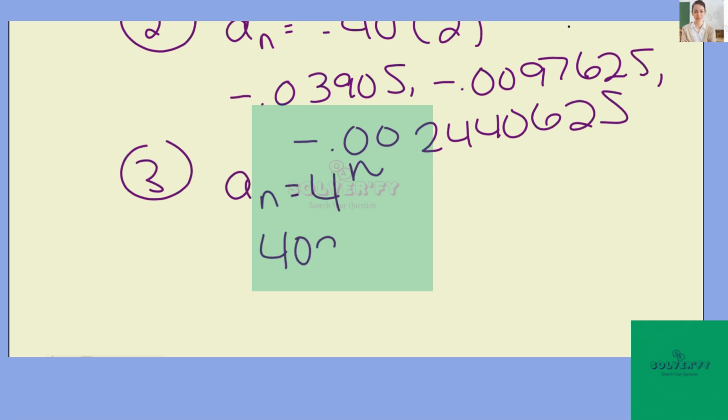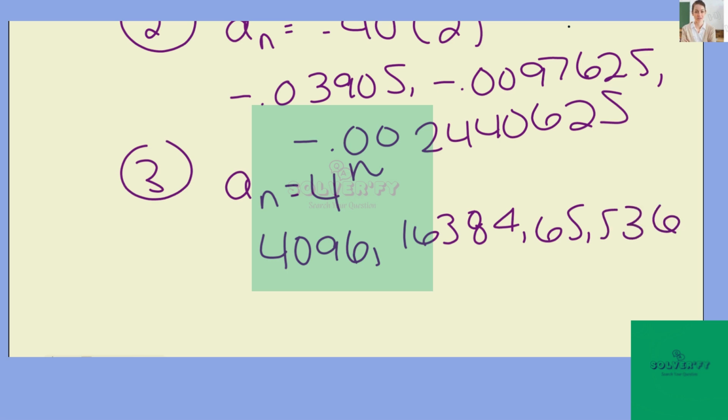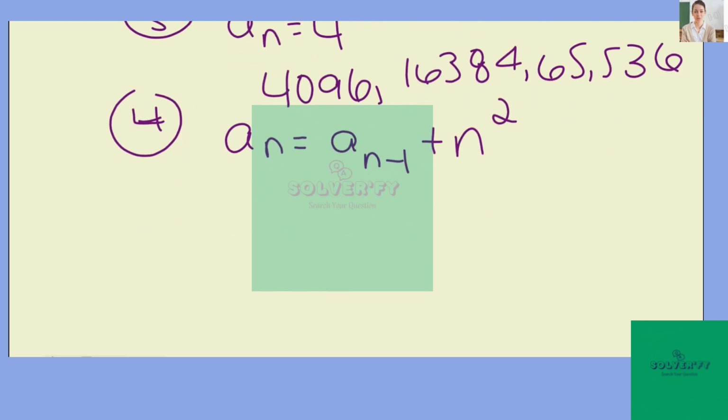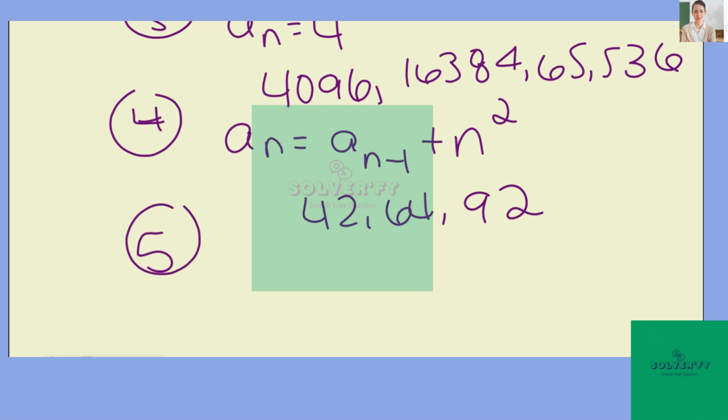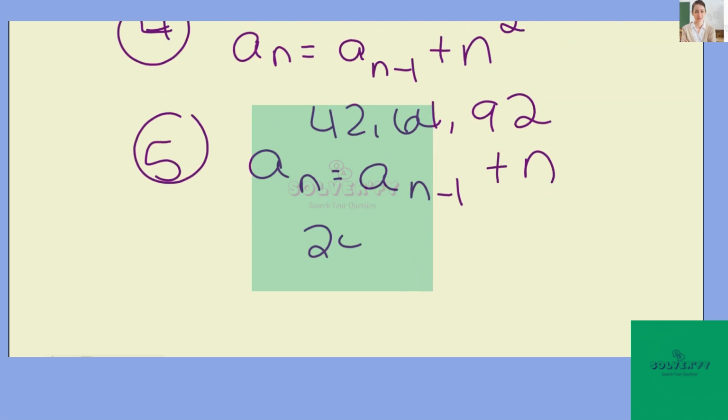For our third sequence, we're going to get a of n is equal to 4 to the nth power. Our next three terms are going to be 4,096, 16,384, and 65,536. For our fourth one, our rule is going to be a of n is equal to a of n minus 1 plus n squared. Then our next three terms would be 42, 64, and 92. And then for our fifth one, our rule is going to be a of n is equal to a of n minus 1 plus n. So our next three terms would be 28, 40, and 55.